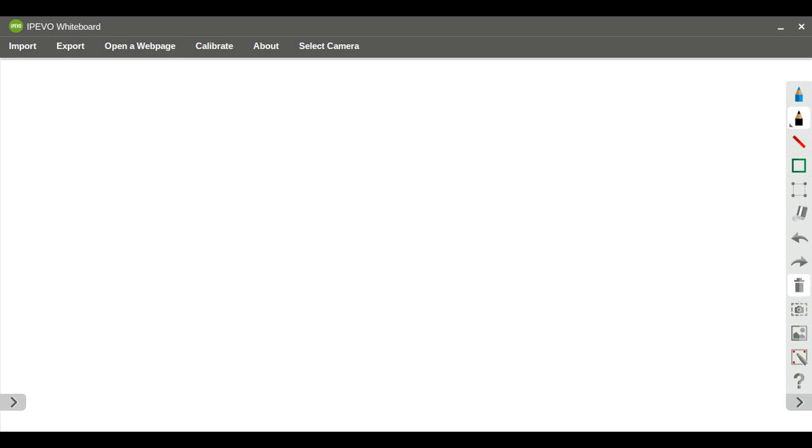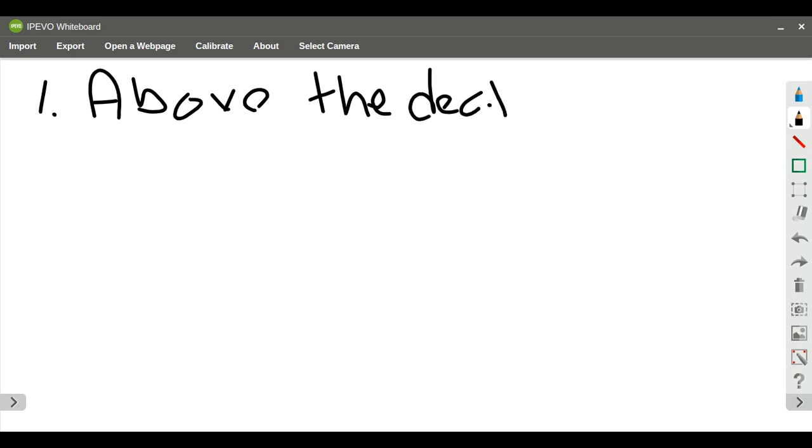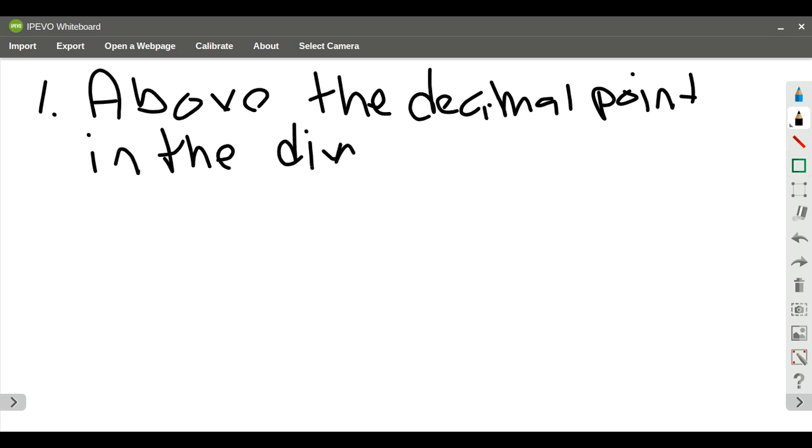All right, let's move into your guided practice. So your guided practice says, how do you know where to place a decimal point in the quotient when dividing a whole number with decimals? So anytime that we place a decimal with a whole number for the quotient, it's always going to go above the decimal point in the dividend. So that's where we're going to put it. It always goes above the decimal point within the dividend.